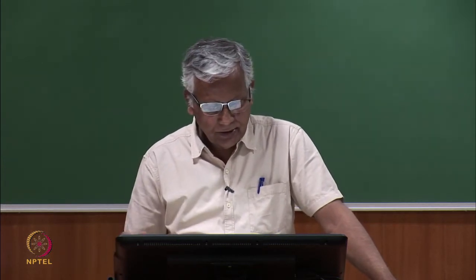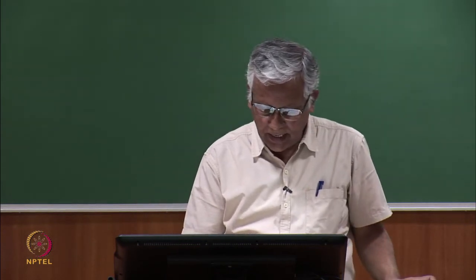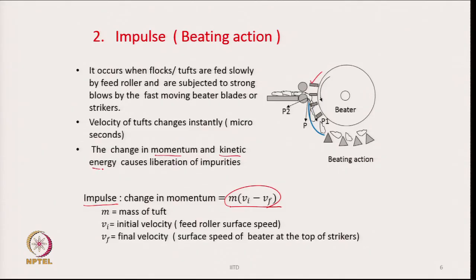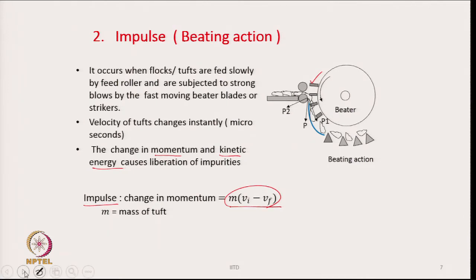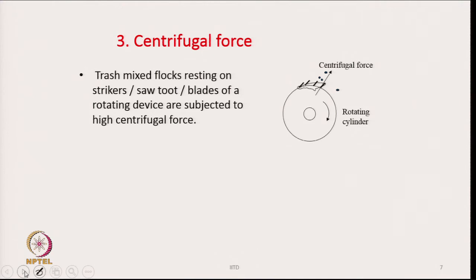So, this change in momentum and kinetic energy will cause liberation of the impurities. This is another way that the trash particles can be liberated. Now, we go to the next one, which is centrifugal force. This is also active in many designs.